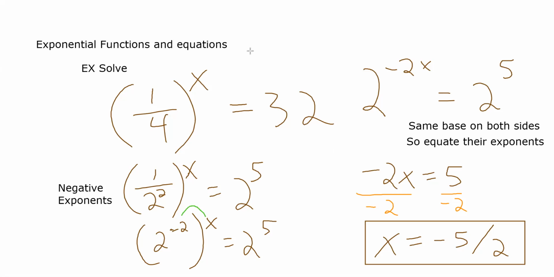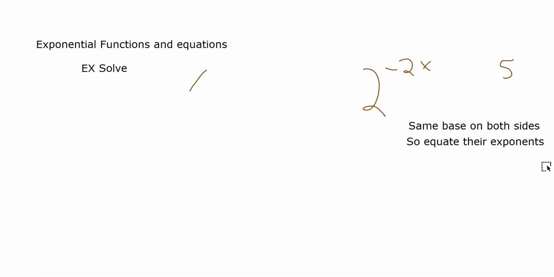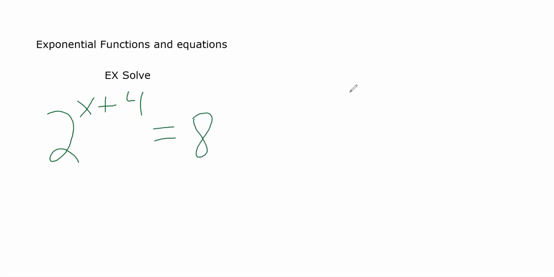So let's try out one more real quick. Say goodbye to the screen. Let's try out one more. And let's pick a different color. How about 2 raised to the x plus 4 power is equal to 8 raised to the x minus 6 power.